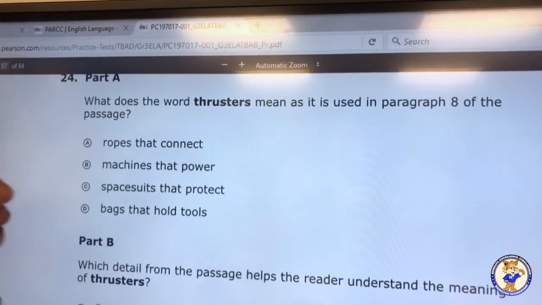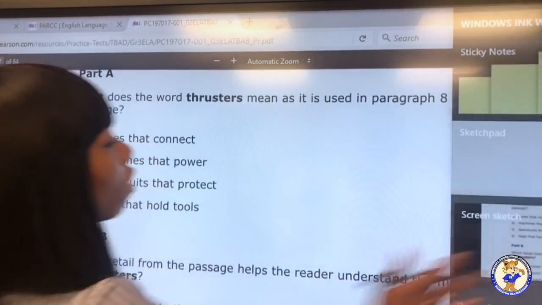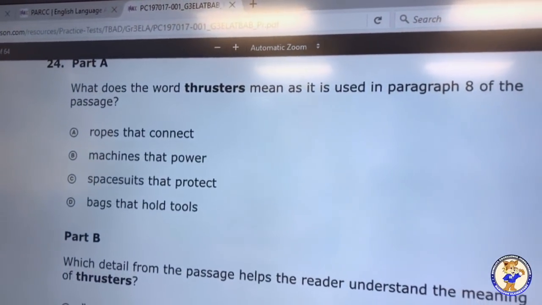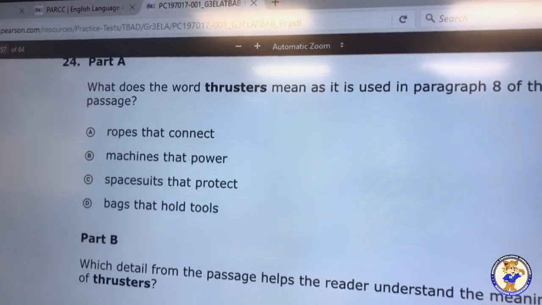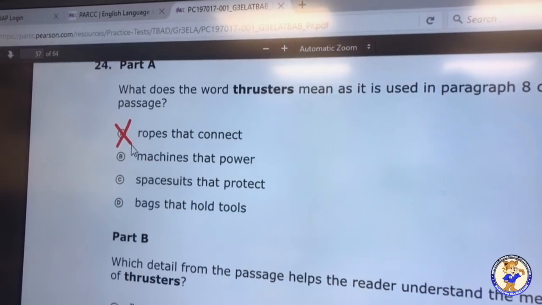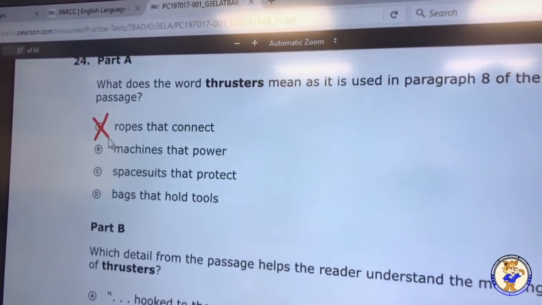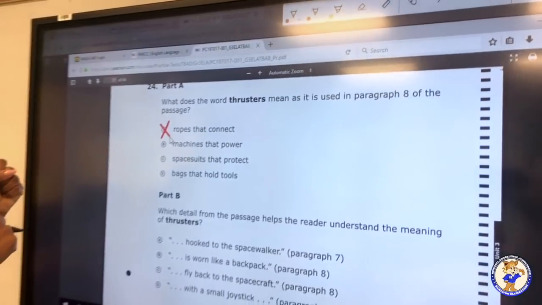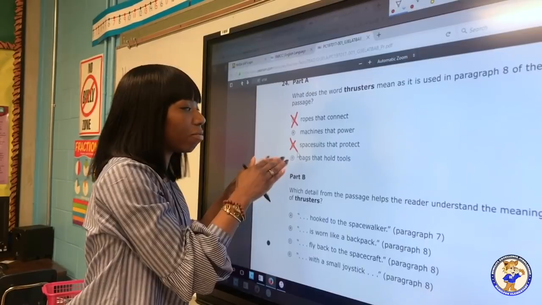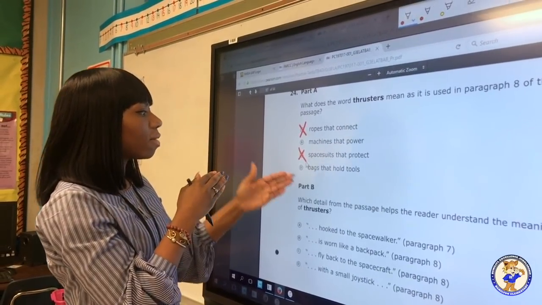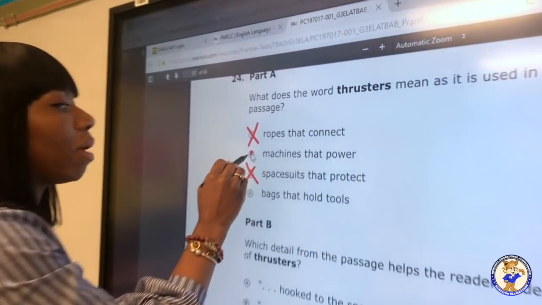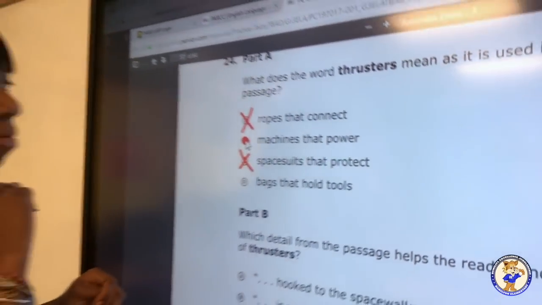And really quickly, I'm going to eliminate those obviously wrong answers so that I don't waste any time. What does the word thrusters mean? I know that thrusters cannot mean the ropes that connect. I'm going to eliminate that one. Machines that power, maybe, because they said something about a jetpack. C, spacesuits that protect. I don't think they're talking about that. I've already eliminated 2 obviously wrong answers. So I know that it's not just a bag that holds tools because they said a jet. I think B would be my best answer choice.